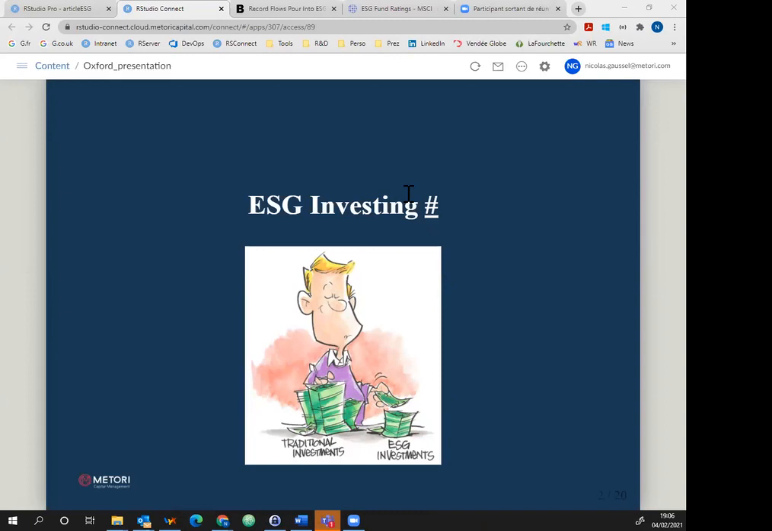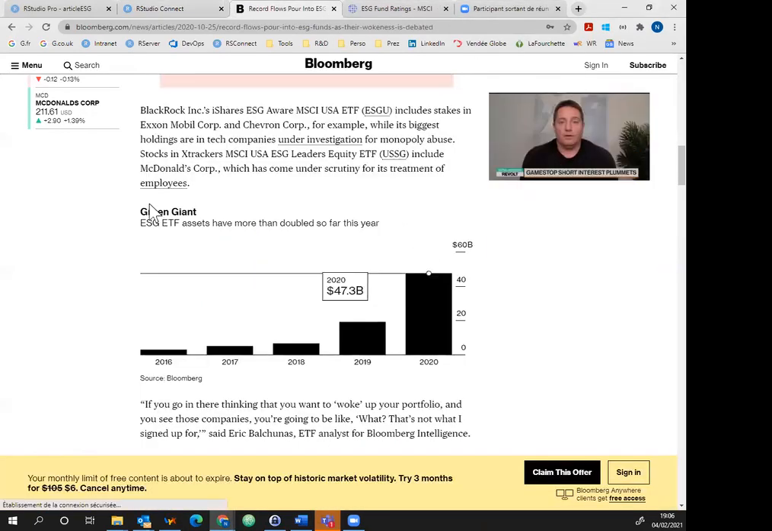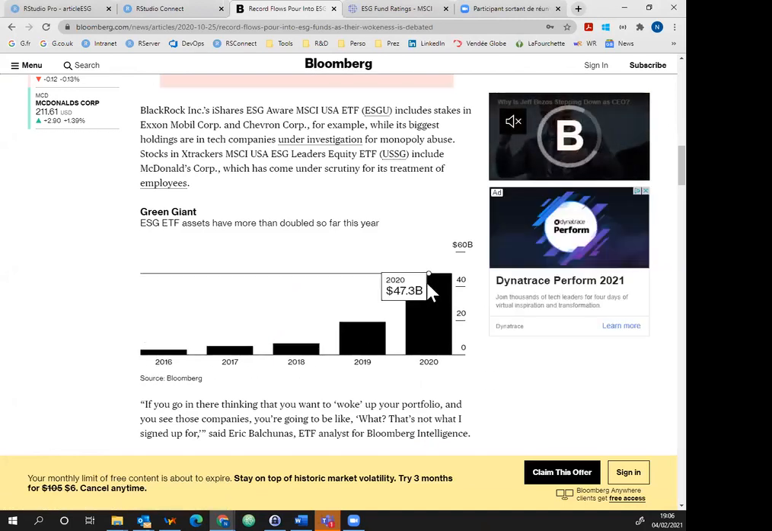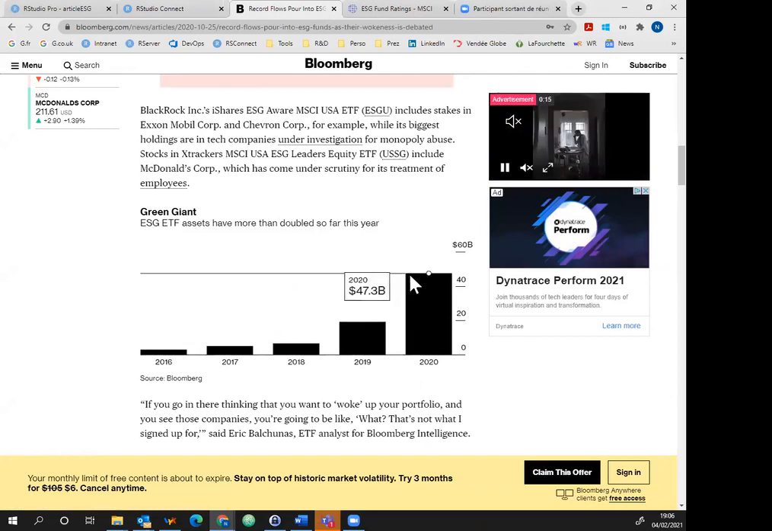It's not perfectly well defined, but I found a chart here on Bloomberg. If you look at the growth of AUM, it's really extremely quick. It's still a small part of the total fund industry, but it's growing extremely quickly.